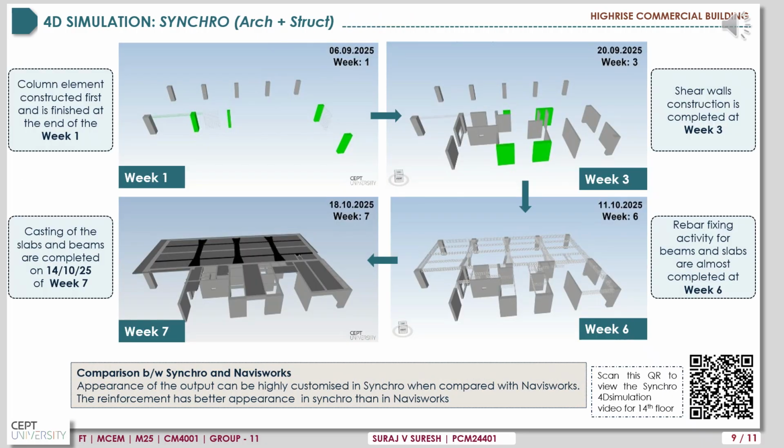Here, 4D simulation using Synchro is provided up to 7 weeks for architectural and structural elements. The column construction was finished at the end of week 1, shear wall construction at week 3, and rebar fixing for beams and slabs almost completed at week 6, with its casting completed on 14/10/2025 of week 7. Similarly, scan the QR to view the 4D simulation video for this.